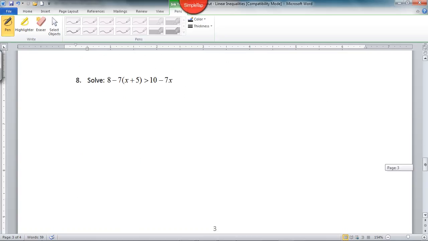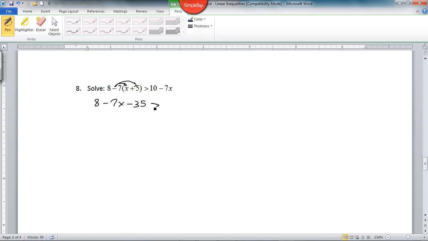Now, on number 8, 8 minus 7 times the quantity x plus 5 is greater than 10 minus 7x. Well, distribute our negative. So that's 8 minus 7x minus 35. Minus 7 times x, minus 7 times 5. It's minus 35. It's greater than 10 minus 7x. Let's see, combine my like terms. 8 minus 35 is negative 27. So I have negative 27 minus 7x is greater than 10 minus 7x.